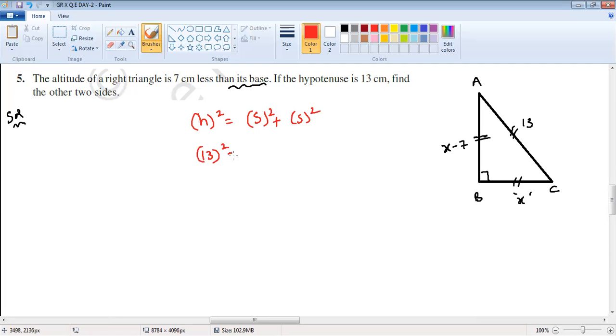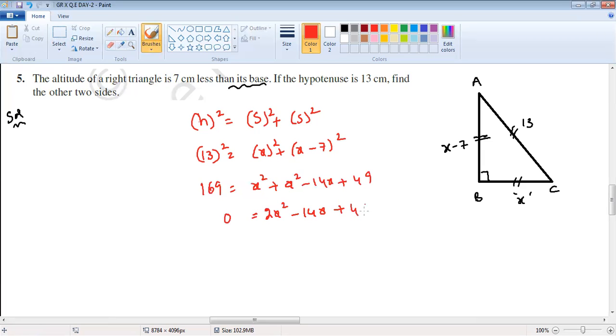Which is 13 square is equal to one side x whole square, another side (x minus 7) whole square. Okay, get ready. Now one more equation I'll give you. You have to solve it. 169 equals x square plus x square minus 14x plus 49. Then this is 2x square minus 14x, here is 0 because 169 I'm carrying to the side. So 49 minus 169. If you simplify, 2x square minus 14x minus 120 is equal to 0. Then if you divide by 2, x square minus 7x minus 60 is equal to 0. Can you split and tell me what the values are?